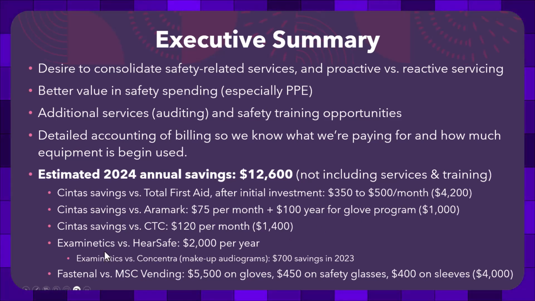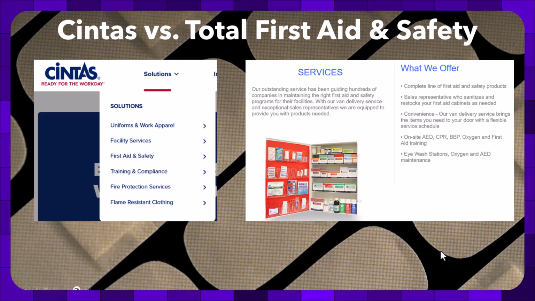I was also asking to change our provider for hearing testing, audiometric testing, and that was going to save about $2,000 per year. And then Fastenal, who they already used, where we were going to save a lot, $4,000. Actually, that's a low number. That's a very conservative number. So I kind of broke down what the service was.